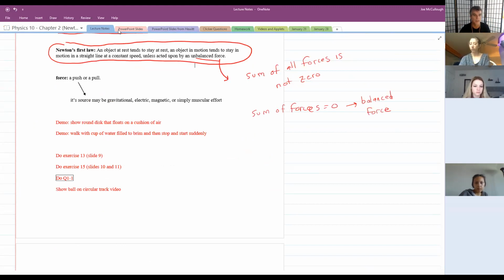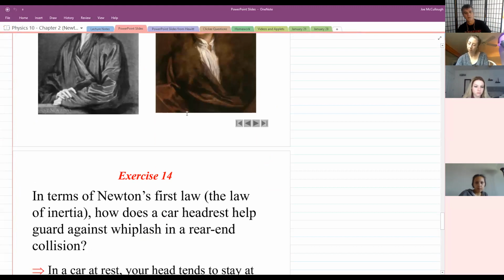So let me pull up a question I want to ask you. A headrest in a car, a lot of people think that's a comfort feature. It's not actually a comfort feature, it's an important safety feature. So in terms of Newton's first law, which we sometimes call the law of inertia, how does a car headrest help guard against whiplash in a rear end collision? So, you know, you're at a stoplight, just sitting there minding your own business, checking out people. Suddenly somebody's not paying attention, they rear end you from behind. The car headrest will actually help in terms of safety because of Newton's first law.